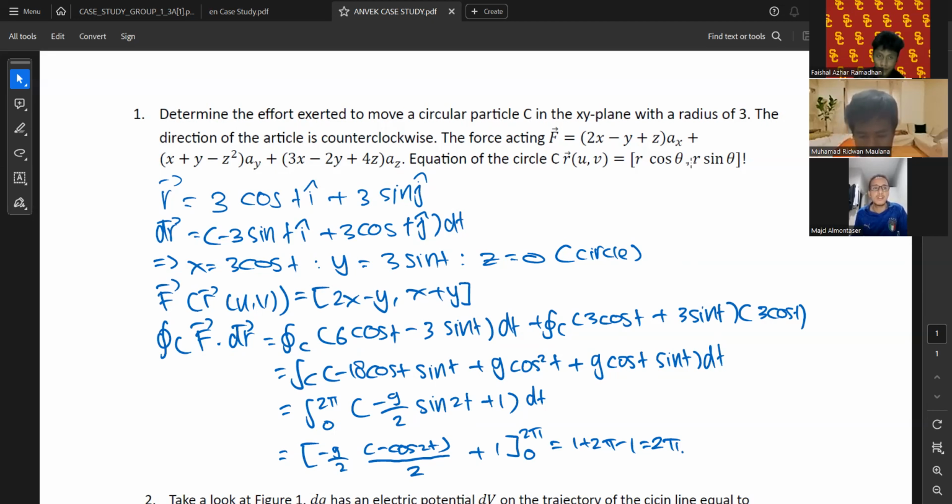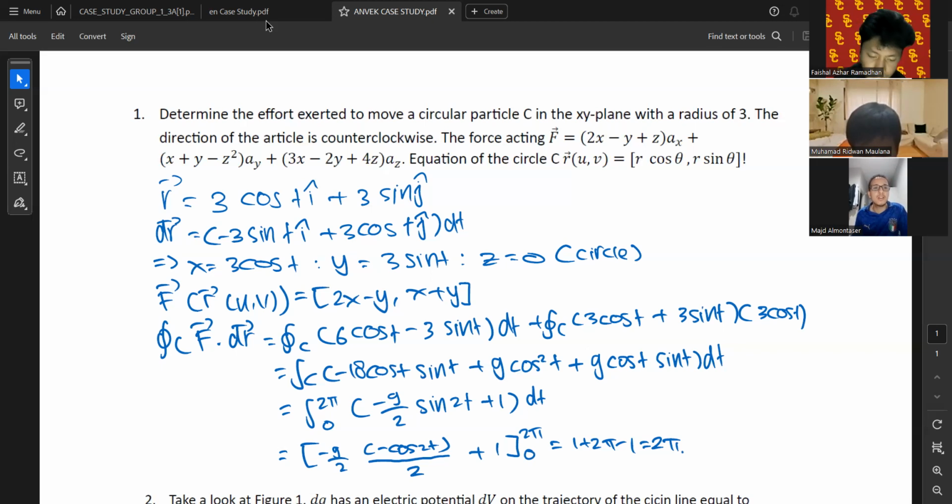So the solution is r equals 3 cosine t i plus 3 sine t j, and dr equals negative 3 sin t plus 3 cosine t, the derivative. Then we have x equals 3 cosine t and y equals 3 sine t and z equals 0 because it's a circle. F(r) for u and v equals 2x minus y and x plus y. So we find the integral.